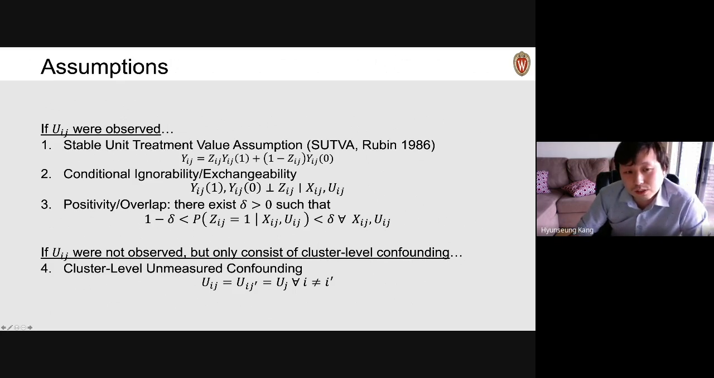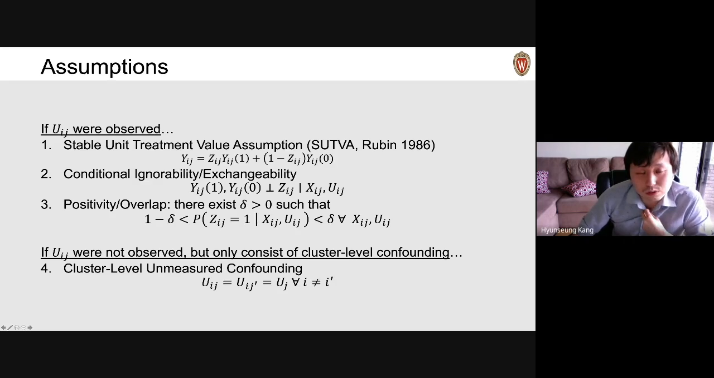So you have SUTVA, the stable unit treatment value assumption, which says that the observed value is one of the two potential outcomes depending on the treatment assignment. The second one is conditional ignorability, or exchangeability, which essentially says that the treatment variable is independent of the potential outcomes given the measured X, as well as U, since we're pretending that these two are both measured. And then finally, positivity, or overlap. Essentially, that says that the probability of getting treatment and control is away from 0 or 1 for every value of X and U.